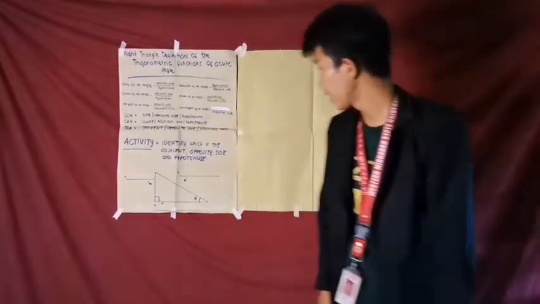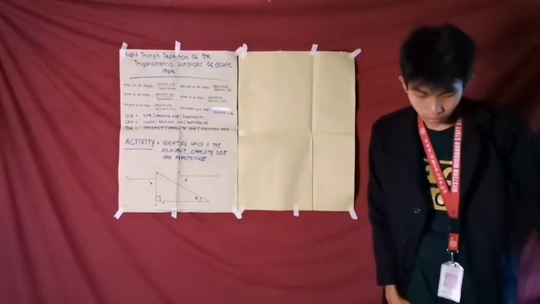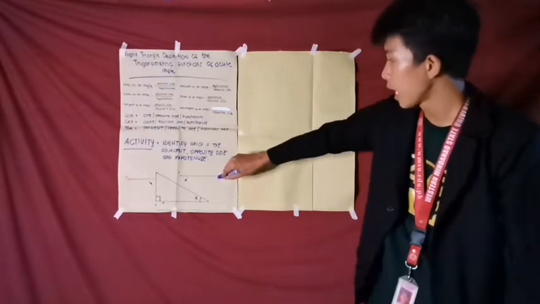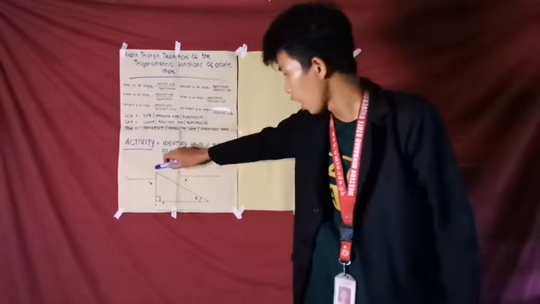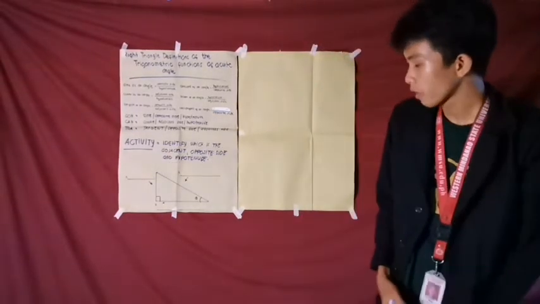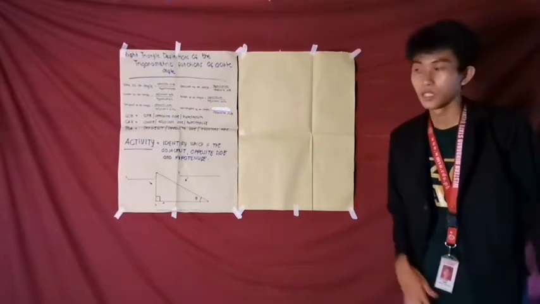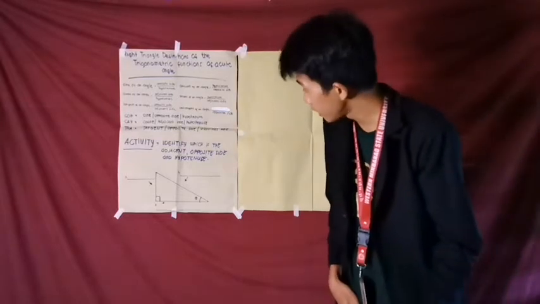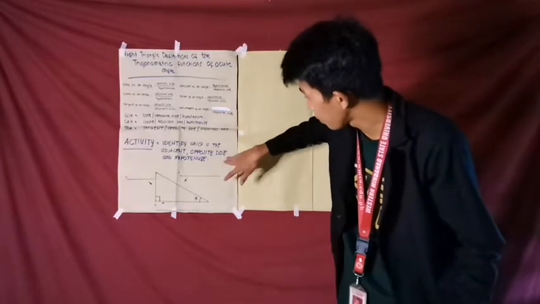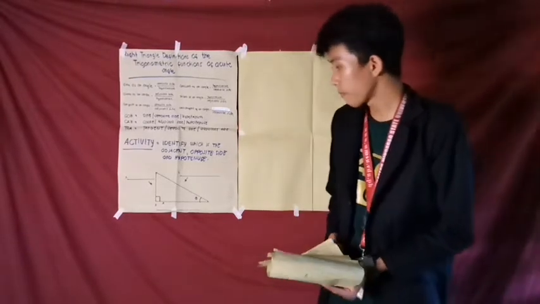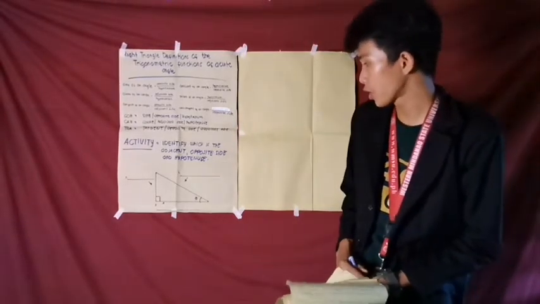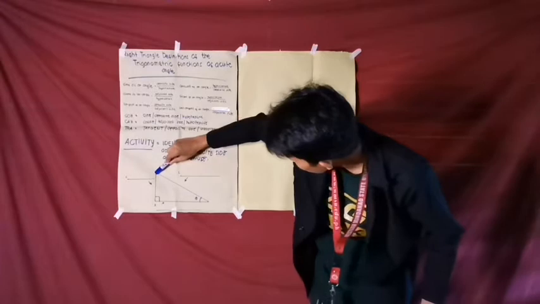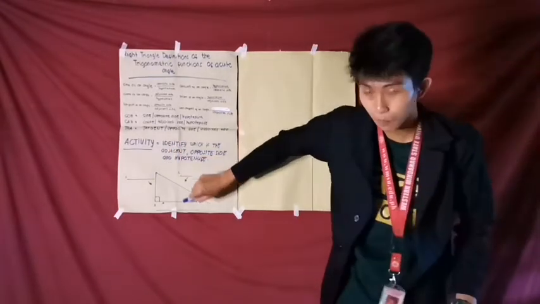So we have here an activity. This is a short activity. We will now identify which is the adjacent, opposite side, and the hypotenuse of a right triangle. Now, here I will discuss to you which is the adjacent, the opposite side, and the hypotenuse. Remember class that the hypotenuse is the long one. So always find the long one because that is the hypotenuse.